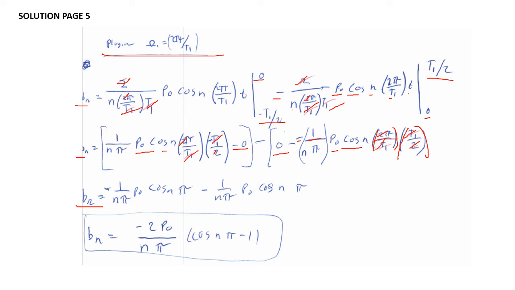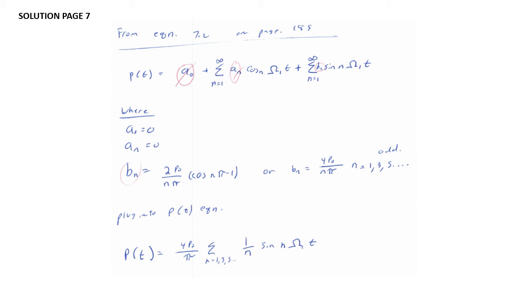So b sub n is equal to a negative 1 over n pi p naught cosine n pi, minus 1 over n pi times p naught cosine n pi there. So now minus and a minus, these are going to add together. So now we don't have a 0 for our b sub n, but we do have for our b sub n here, this is equal to negative 2 p naught over n pi times the cosine of n pi minus 1.